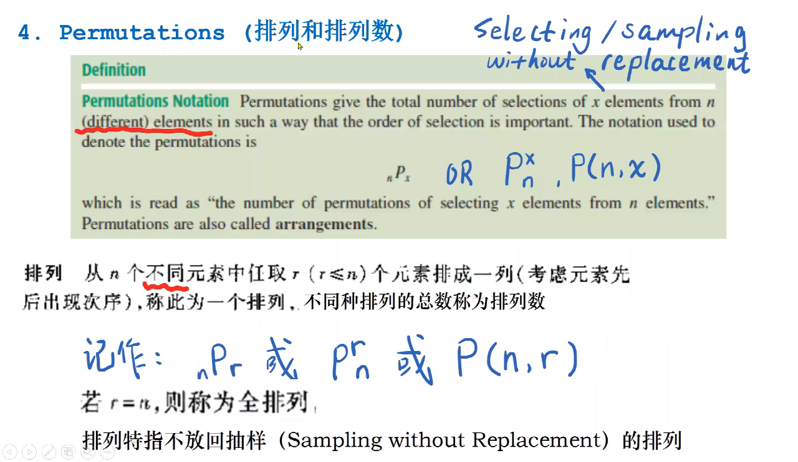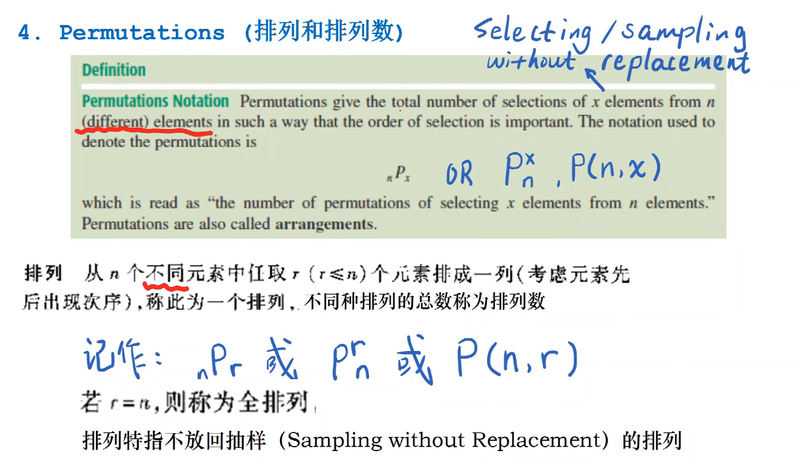No? Okay, let's continue. Next, we need to discuss permutations. This is a relatively new concept. First I'll explain this in English and then in Chinese. First, let's have a look at the definitions.